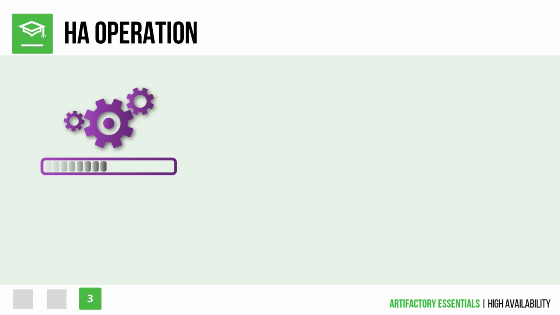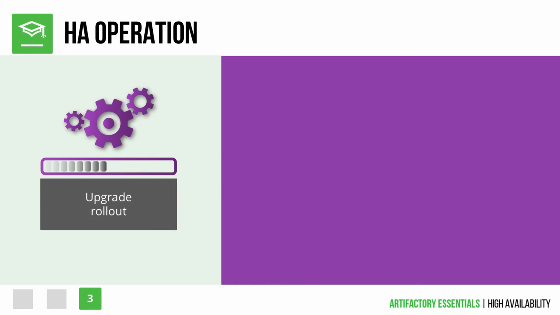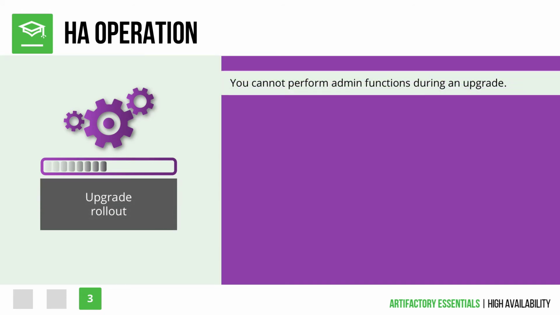During the upgrade rollout, you cannot perform any admin functions, such as changing permissions or creating new repositories, until all the secondary nodes are updated to the same version as the primary. Avoiding such functions prevents the use of any features in one version not yet available in the other. It also prevents any mismatch with any database schema changes that occur with the upgrade.